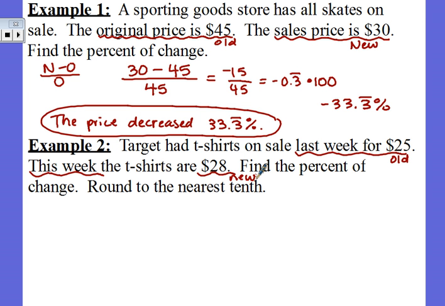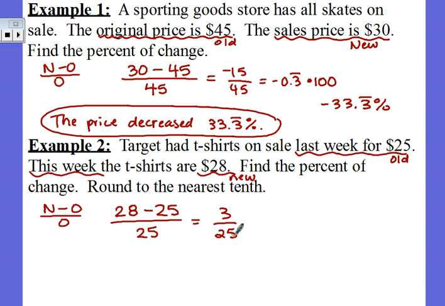So we write our percent of change formula because it tells us to find the change. So it's n minus o over o. And then I substitute in my numbers. So my new is 28. My old was 25. So 28 minus 25 over 25. Type in the subtraction and we get a positive 3 over 25. And then we type in that division and we get 0.12. Again, don't clear it out until you multiply that answer by 100, and you get 12%.